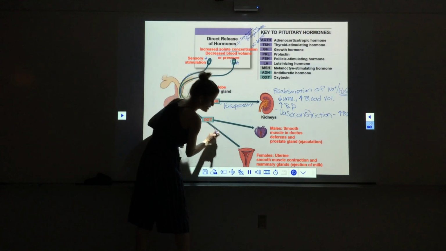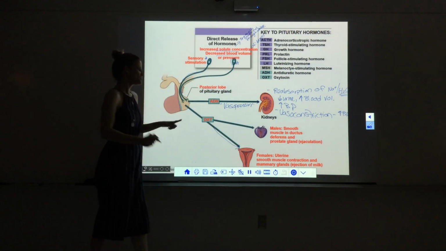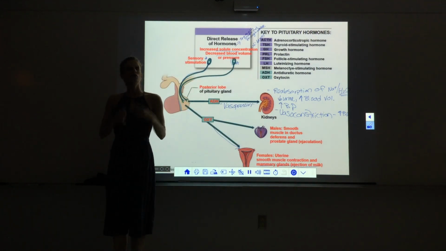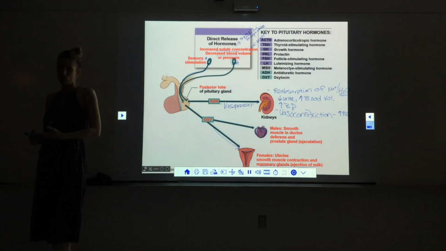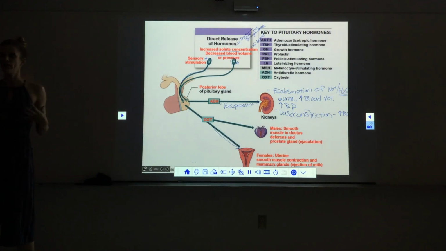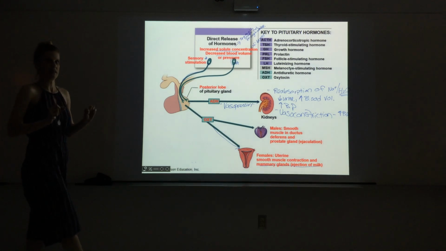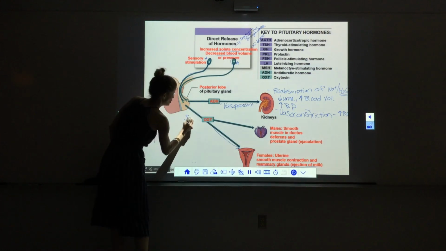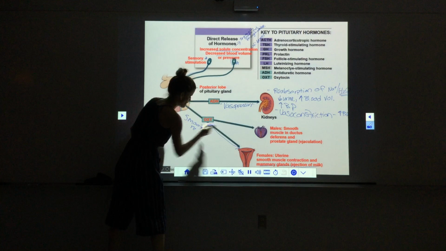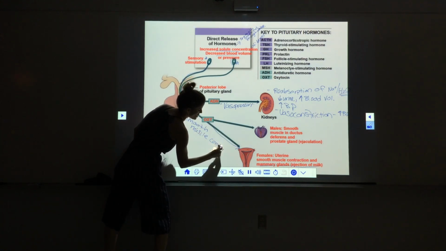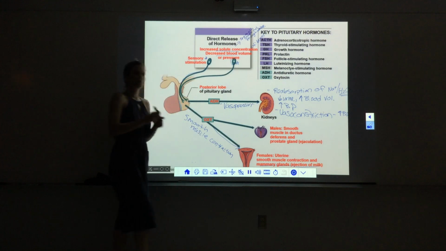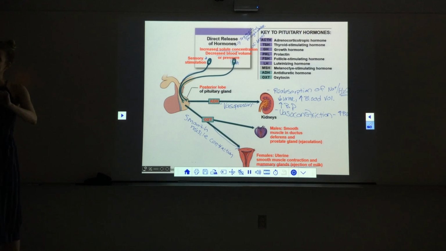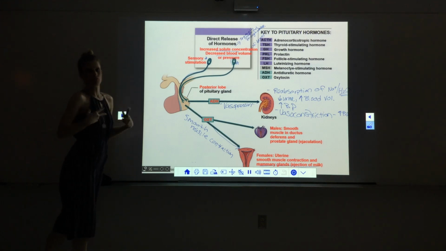So oxytocin in women can go to the mammary glands to cause the ejection of milk. Prolactin causes the production of milk. So you make milk because of prolactin, but you actually eject it from the nipples because of oxytocin. What oxytocin does is cause smooth muscle contraction. So the smooth muscles lining the ducts out of the mammary glands contract and you can release the milk from the glands.